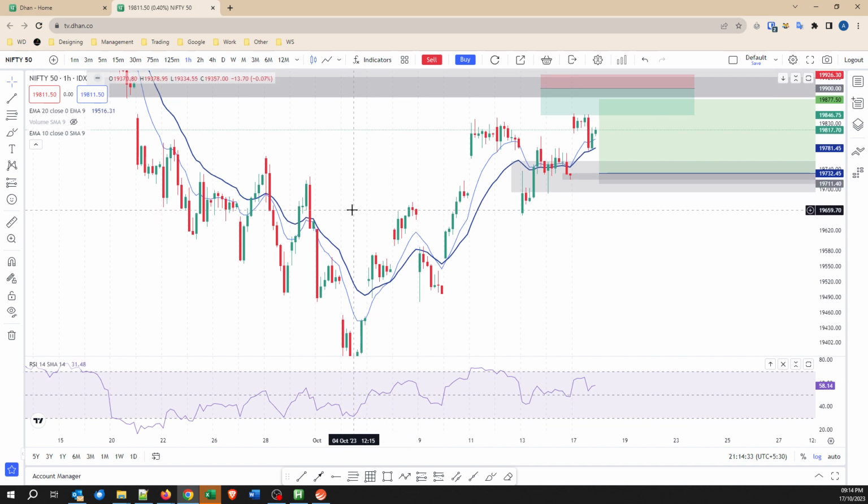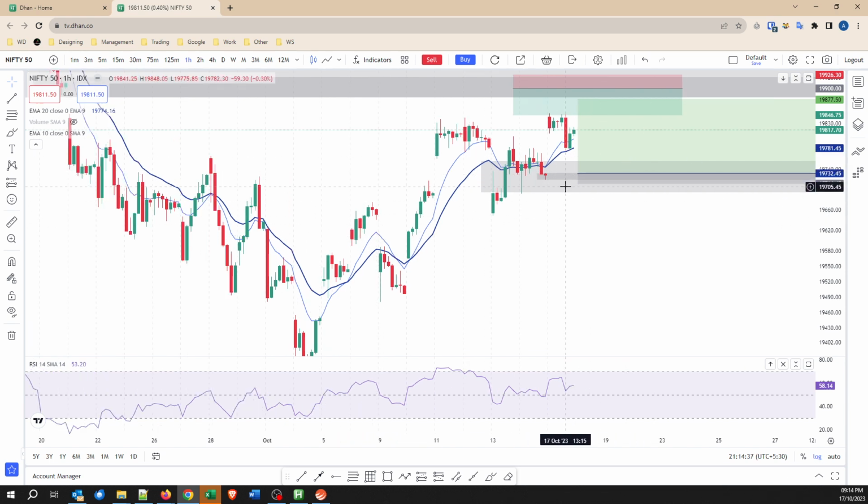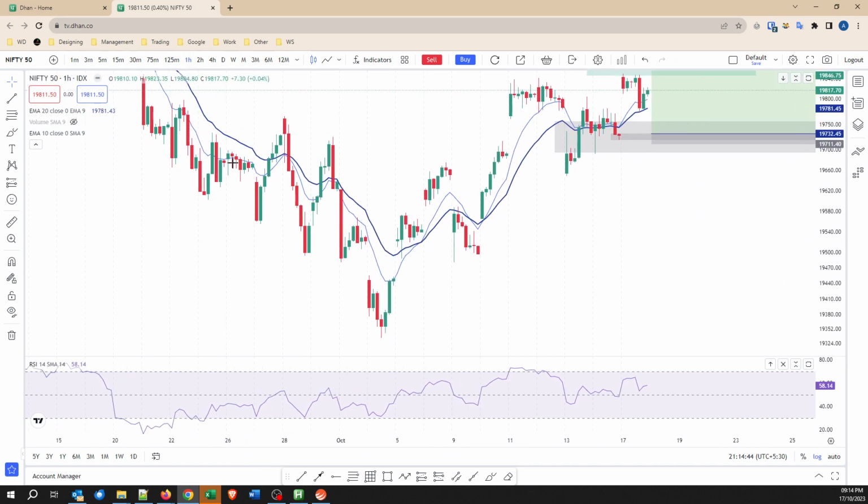I have not actually seen this chart today, so I was very busy at work, so I could not see it. So I'm actually seeing the price action now. So previously, this is the 1 hour time frame.